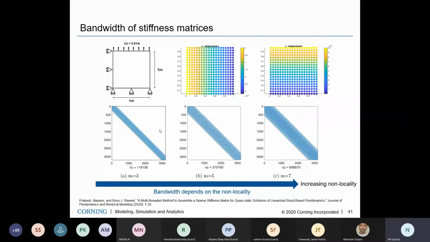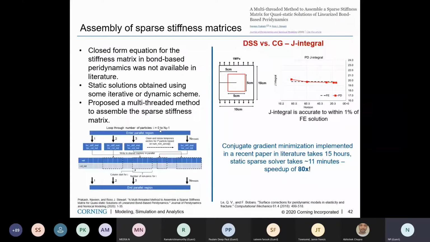So in the past couple of years, I've worked on some methods to efficiently assemble, in 2D, these tangent stiffness matrices using an OpenMP multi-threaded approach. And that has been found to give some pretty good results over, let's say, a conjugate gradient minimization scheme that some people have attempted.